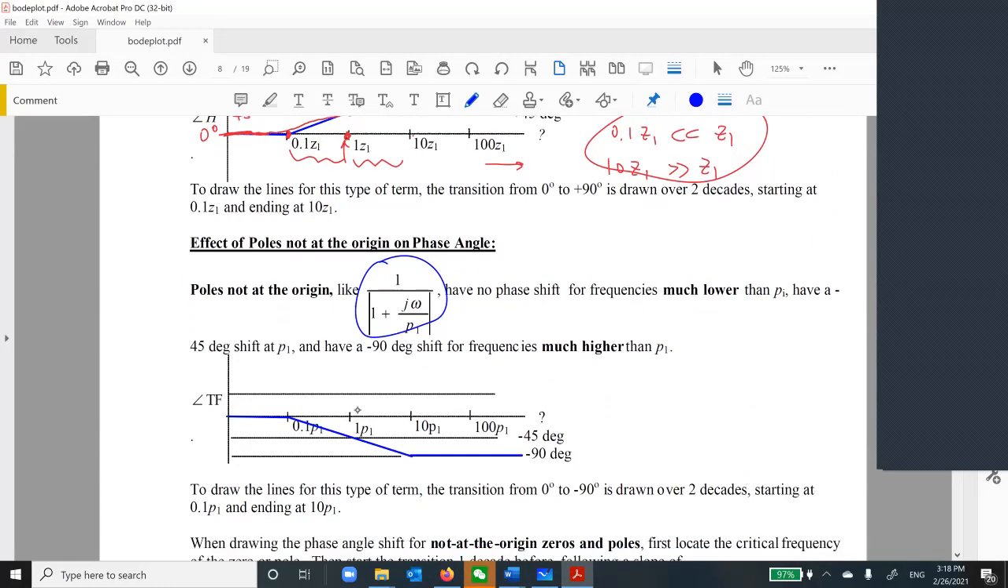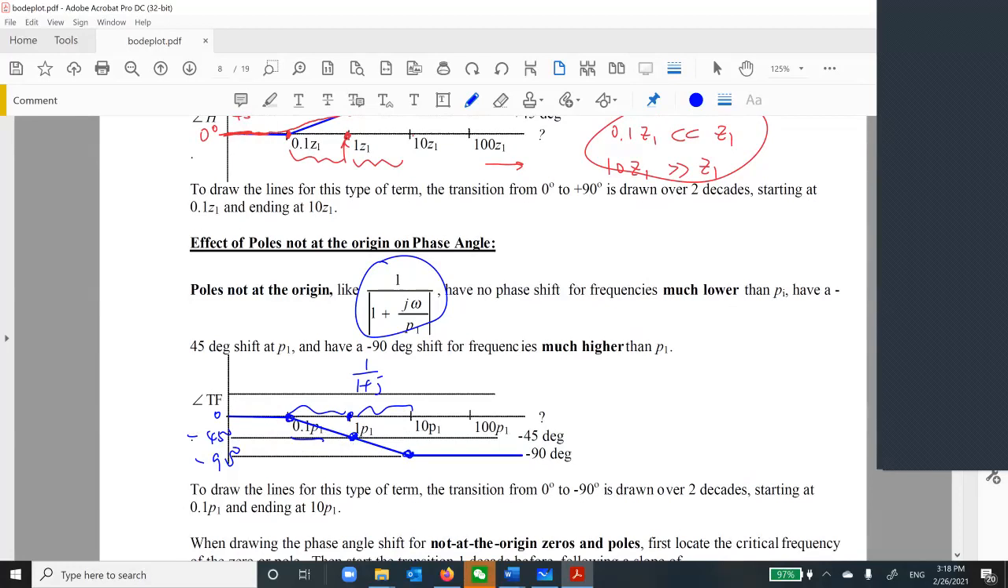So you have the pole in here corresponding to 1 over 1 plus j, okay? Then this is minus 45, this is 0, and this is minus 90. You have 1 decade up and 1 decade down around the pole, so then you draw a line between these two.